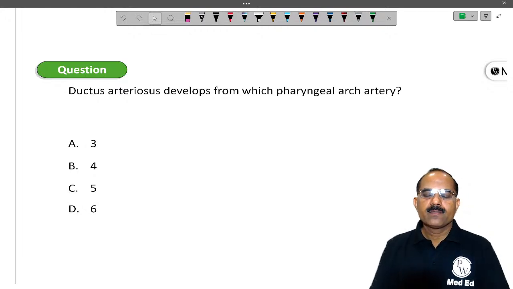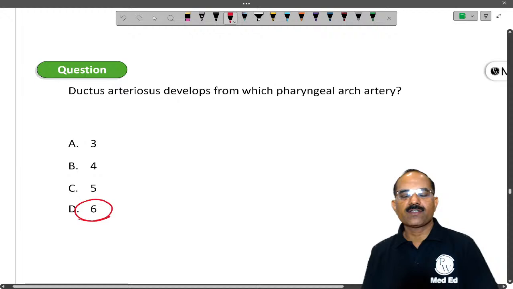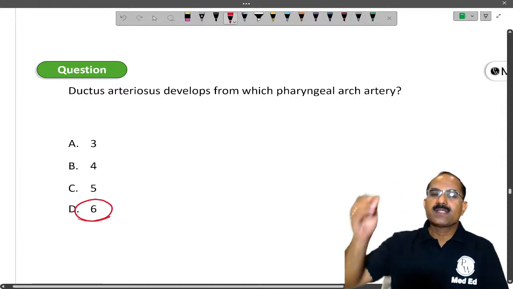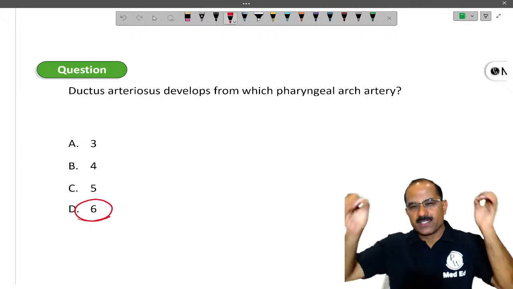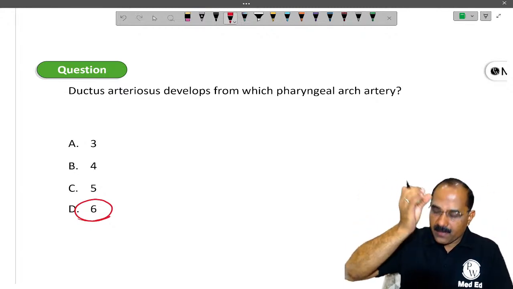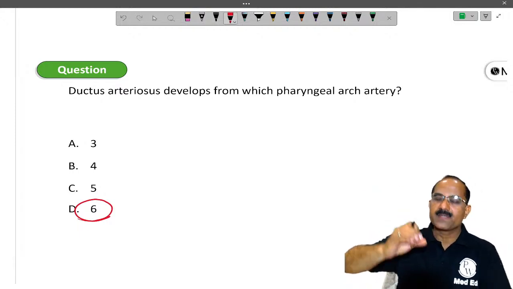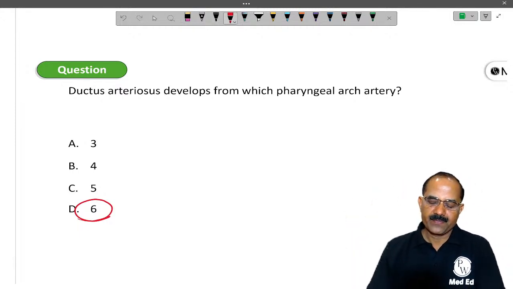Okay, fine. So the answer for this is the sixth arch artery. So ductus arteriosus is derived from the sixth arch artery. Sixth arch artery से क्या बनता है? Pulmonary artery. And this sixth arch artery also becomes the ductus arteriosus. The ductus arteriosus connects the pulmonary artery to the arch of aorta.